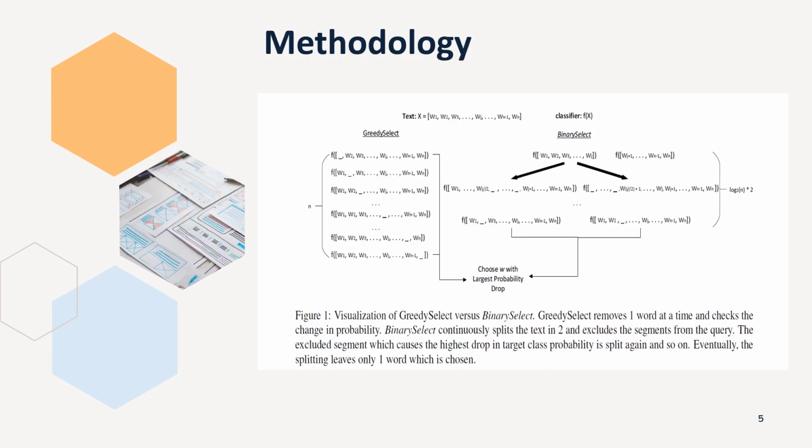Moving on to the methodology, we get to talk about the two methods where we compare greedy select with binary select. So in the visualization, you can see that greedy select selects one word at a time and checks its probability, while binary select continuously splits the text into two halves and excludes the segment which has higher drop. And then further, it divides the segment with higher drop and again it keeps splitting, and so on and so forth, and eventually the splitting leaves us with only one word which is chosen.